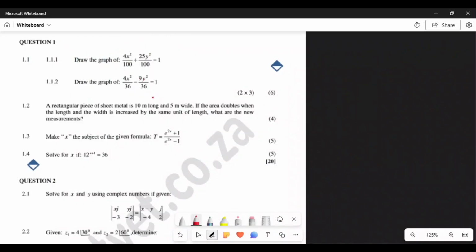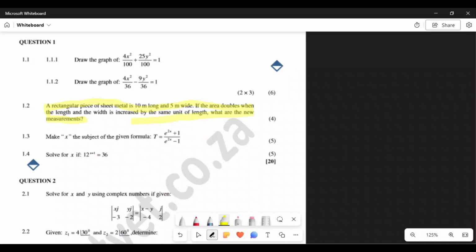All right, we are done with 1.1. Now it's time for us to do 1.2. Now 1.2 is actually a word problem. We are done with graphs. Now it's time for us to do the word problem. We need to find the value of the new length and width after the area is doubled.